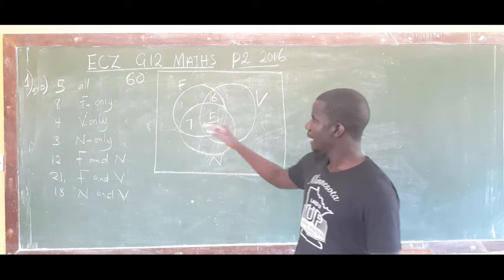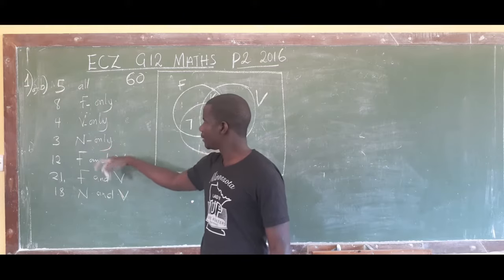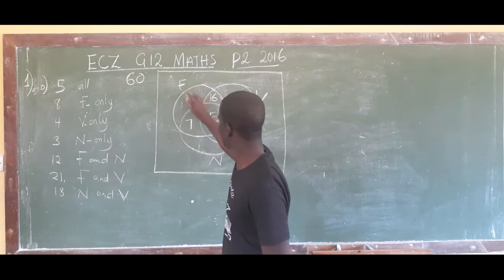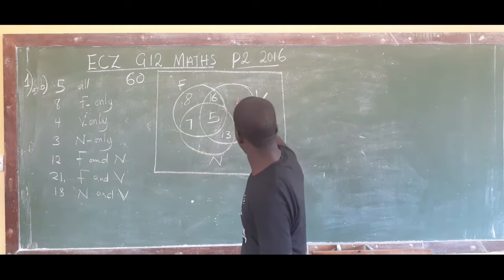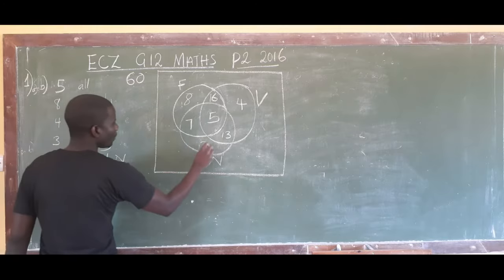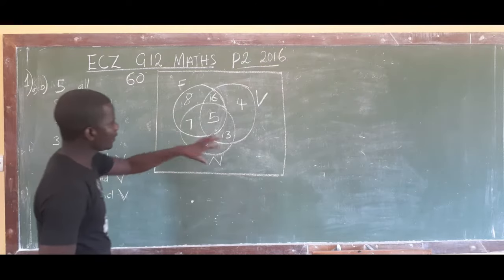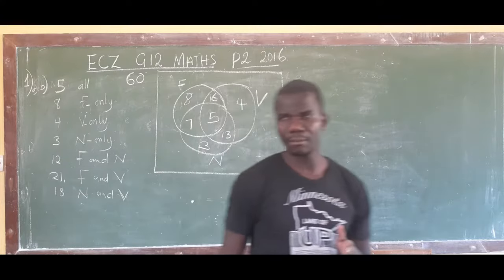Then, these ones, because of the word only, 8 you put it here as it is. 4 for volleyball, we write it here as it is. 3 for netball, we write it here. This is how we are supposed to write the entries on the Venn diagram.